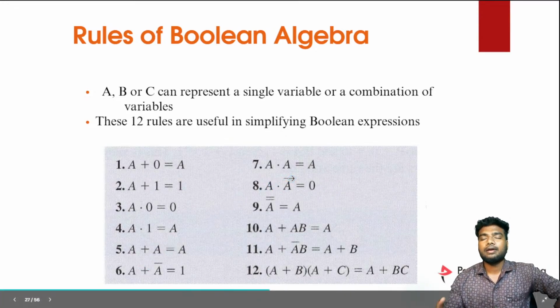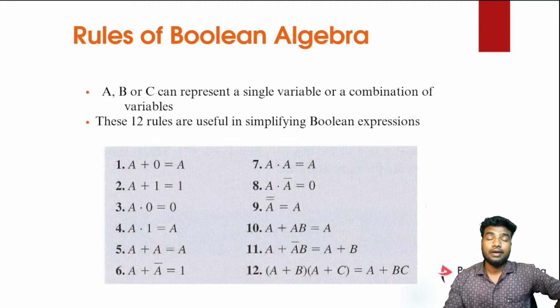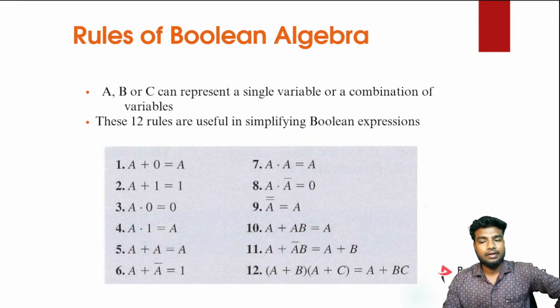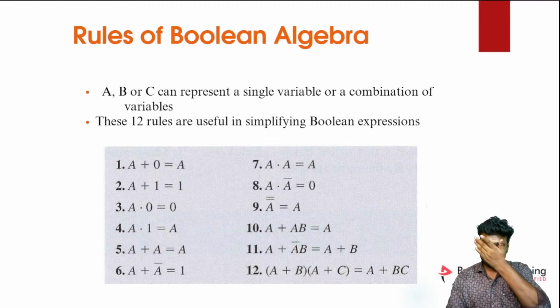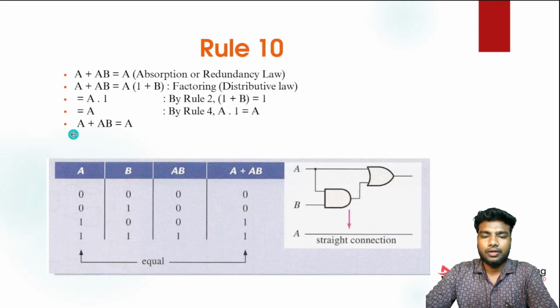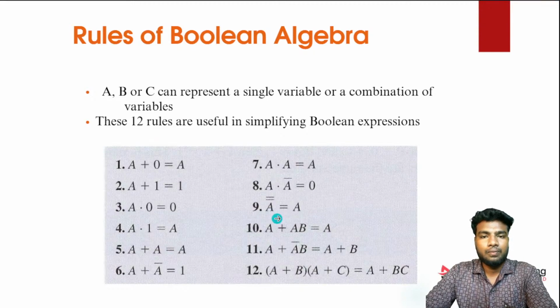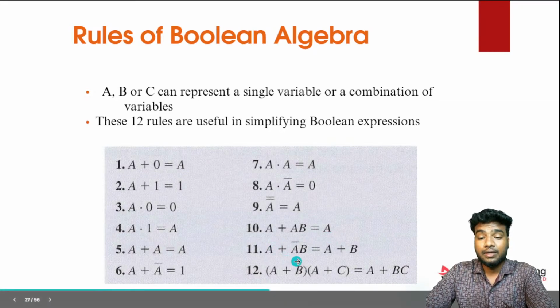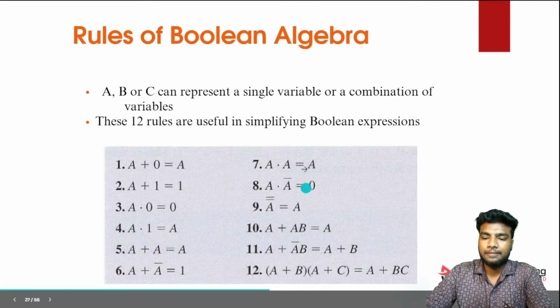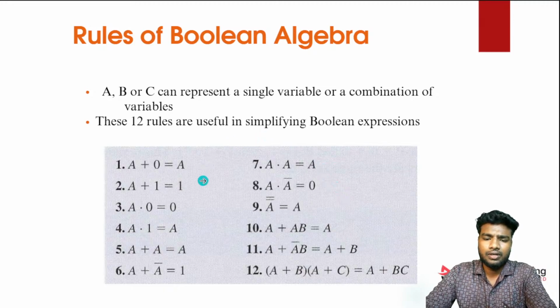If you add a plus a bar, you will get 1. A into a bar, you will get 0. And then a double bar, you will get the output as a. These are the rules. So a plus ab we can write as a; a plus a bar b we can write as a plus b. So a plus b of a plus c, you can write a plus bc. So this is the rules. Up to rule 9, it is very simple, easy to understand.